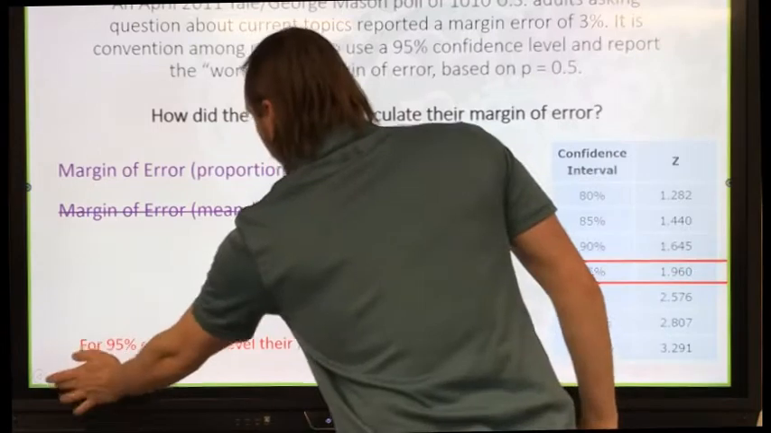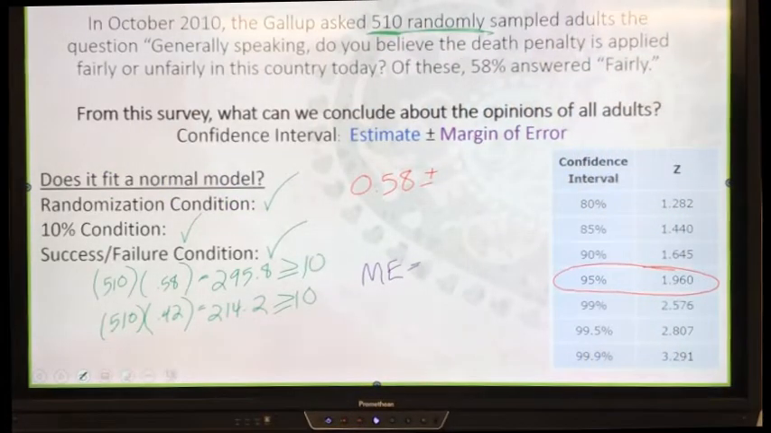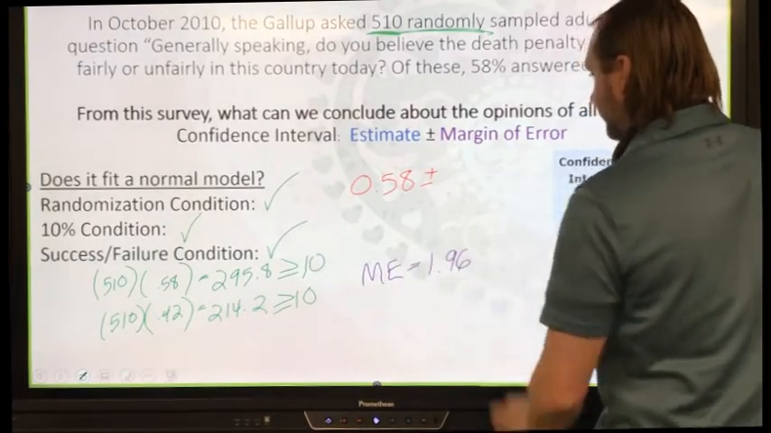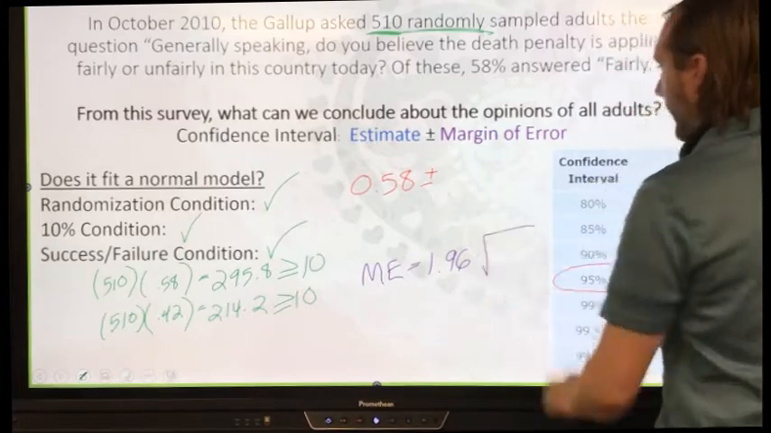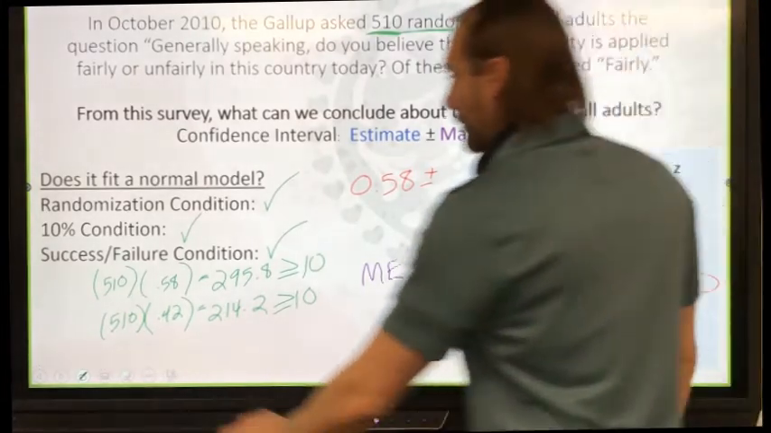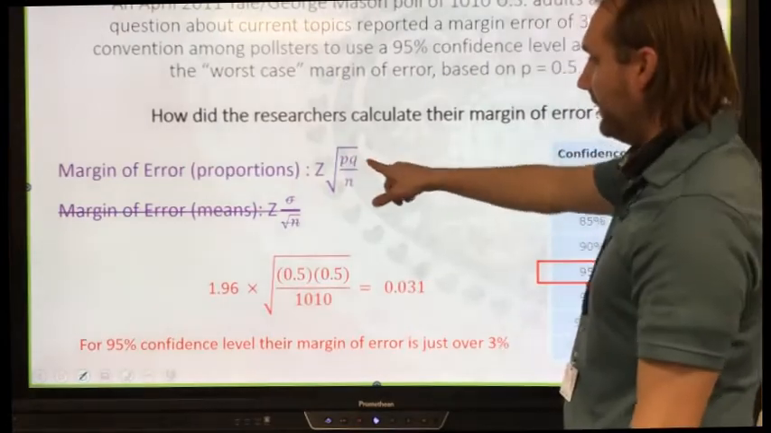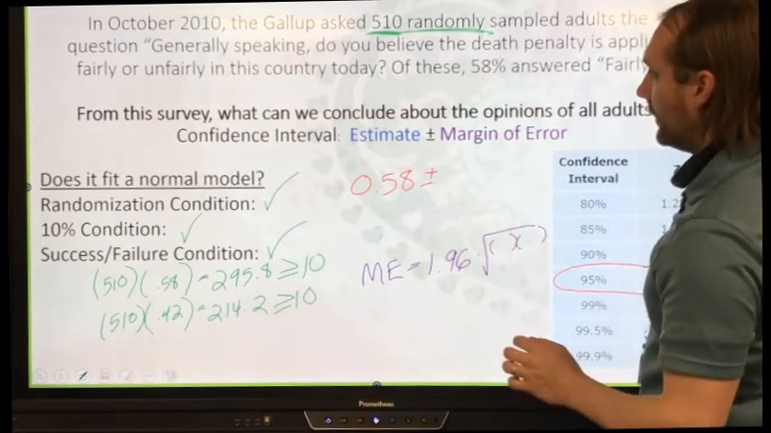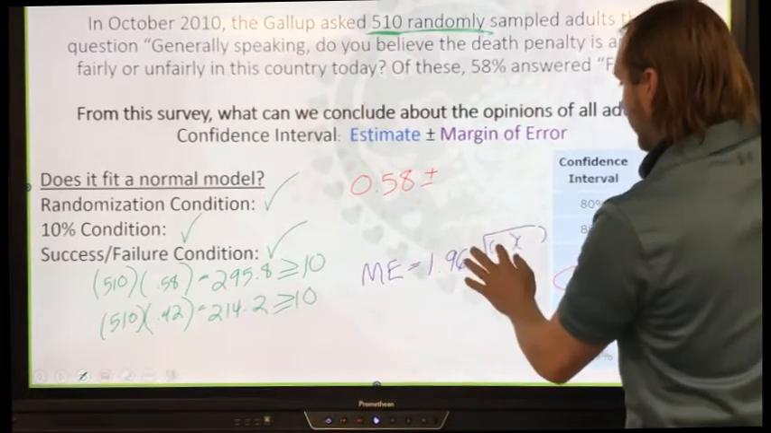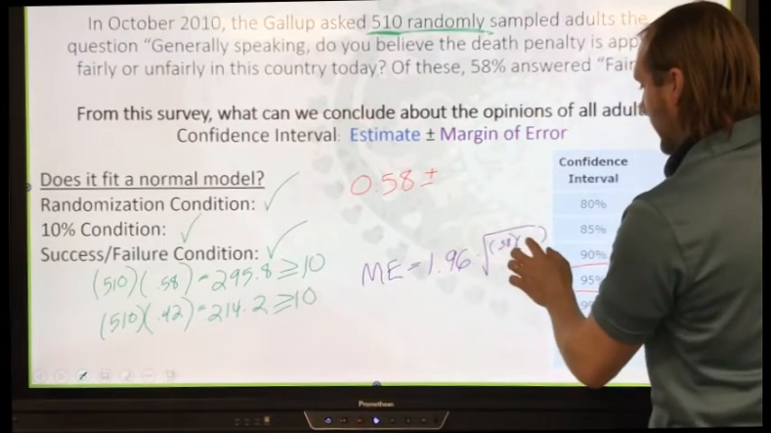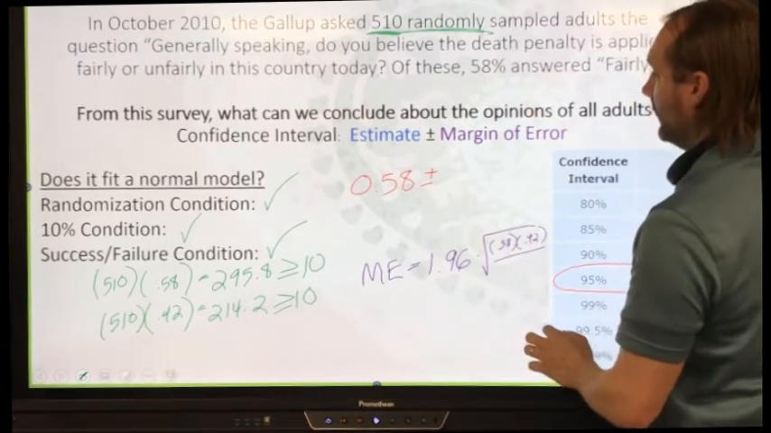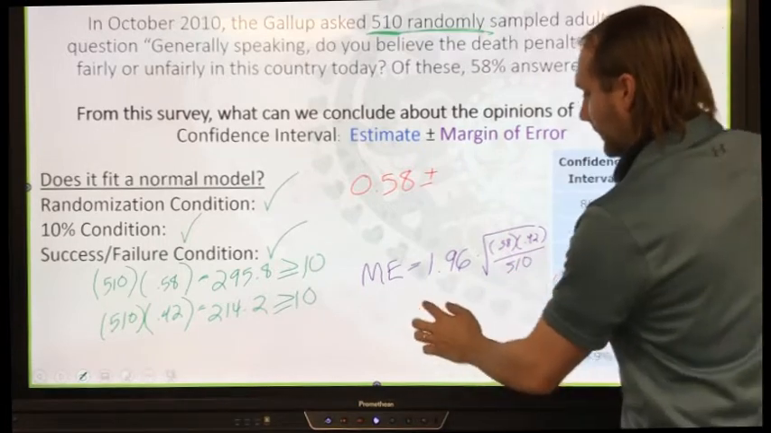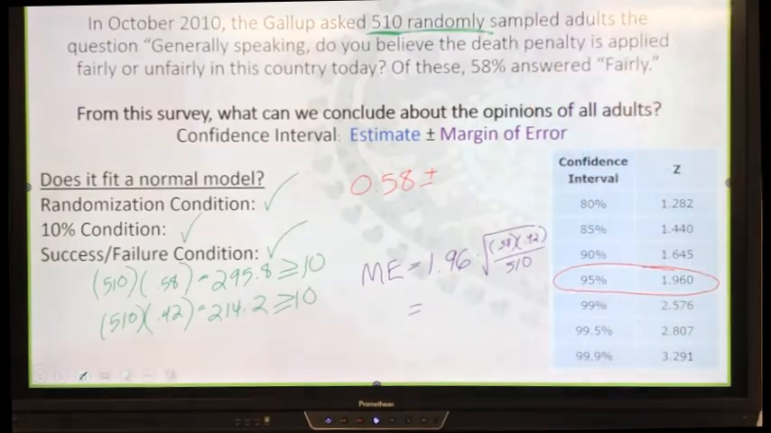Z. So what value am I going to use for Z for this problem if I want 95% confidence? 1.96 times the square root of, you should be used to this by now, the standard deviation, so P times Q over N. So let's see, 0.58 times 0.42, all over 510.